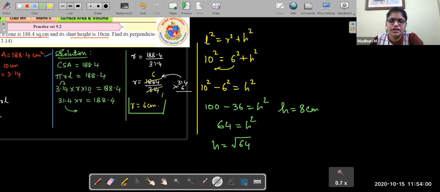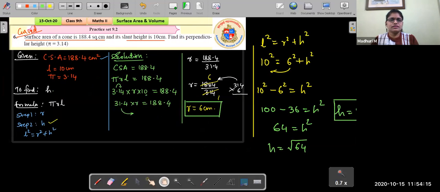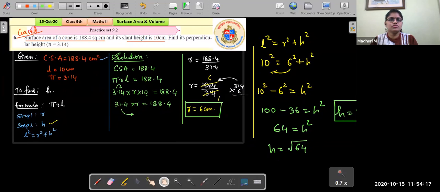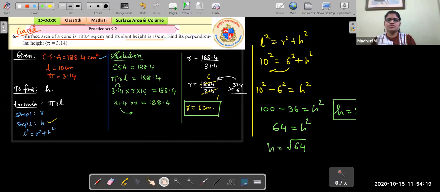And that completes the solution over here. We got the radius first and then we got the height. Always remember to put the units in the correct place and highlight the final answers. Okay, students. So here we have completed this practice set 9.2. And this was the last question. I hope everything is clear.